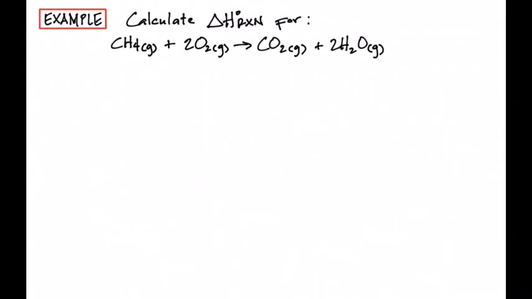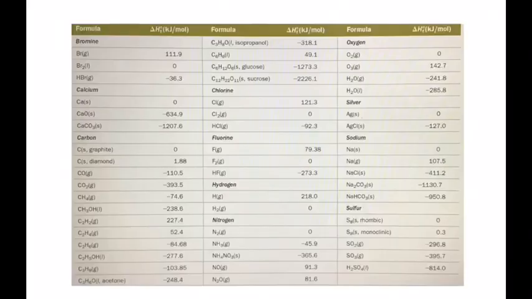So oxygen will typically have 0 kilojoules per mole. So let's look at the table. So here we can look at the values. This is basically the table of heat of formation. And so you can look at CH4.